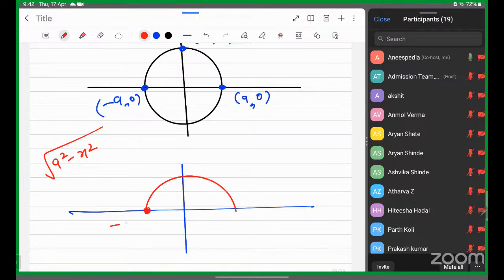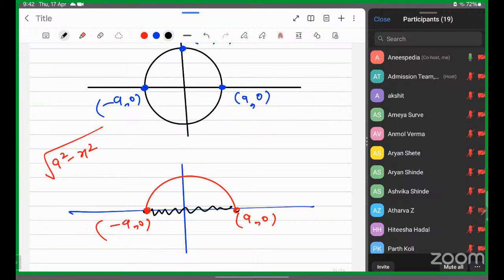And this point is minus a comma 0. This point is a comma 0. So from the curve, it is clear that its domain will be minus a to a, and its range will be from this point to this point. This point is 0, and this point is 0 comma a. So range will be 0 to a. This is also a way to solve it.